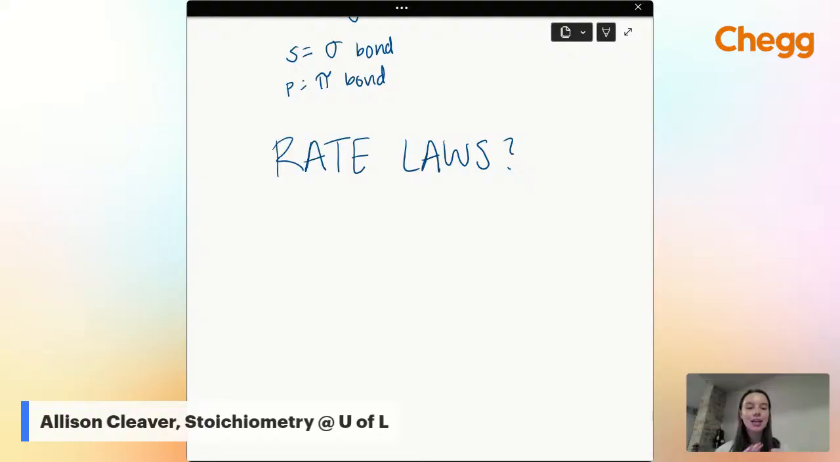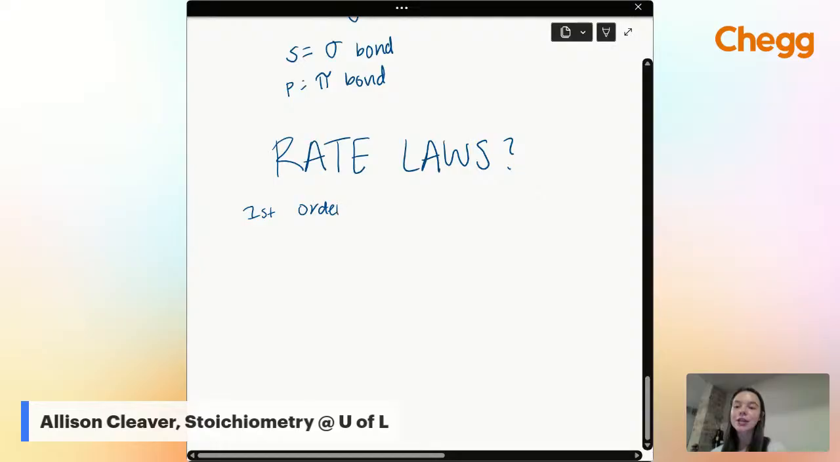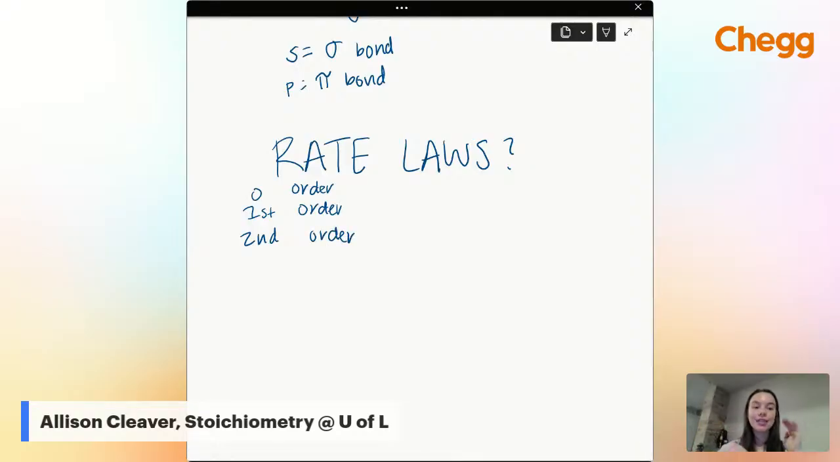Basically, rate laws, we have first order, zero order, and second order, and they tell us how fast a reaction occurs. The zero order is a slow reaction. It's linear. First order is a faster reaction. It is more of like an exponential. And then second order is a super fast reaction. So we have three different types.